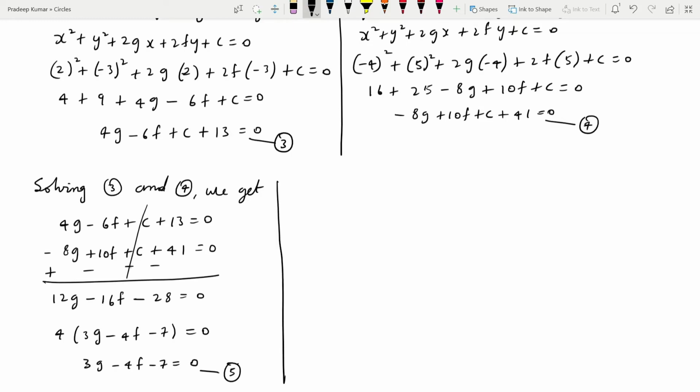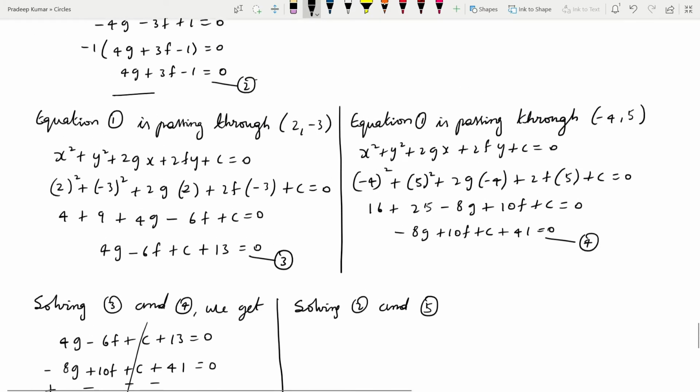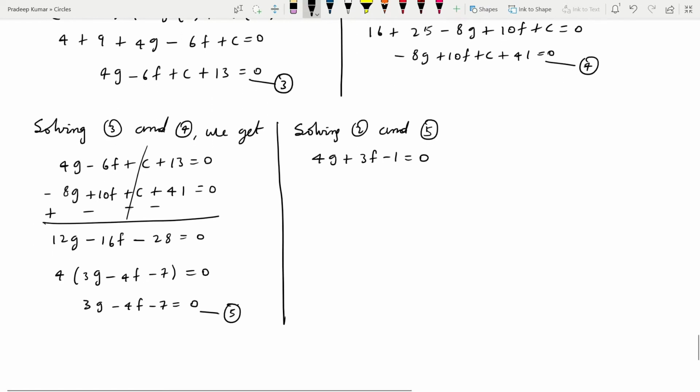Okay. So let's solve further. So I can write here solving equation 2 and equation number 5. So we'll just take equation number 2 and also equation number 5 which we just got. Equation 2 is 4g + 3f - 1 = 0. So I'll just write here 4g + 3f - 1 = 0 is equation 2. And we'll write even equation number 5 where it was here. So I can write here 3g - 4f - 7 = 0.